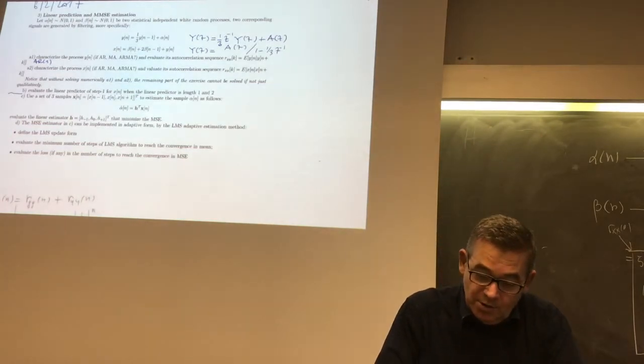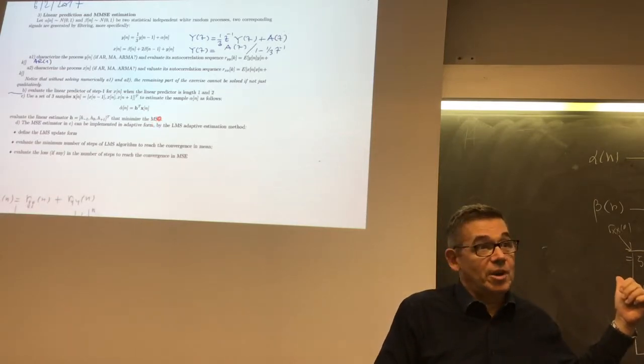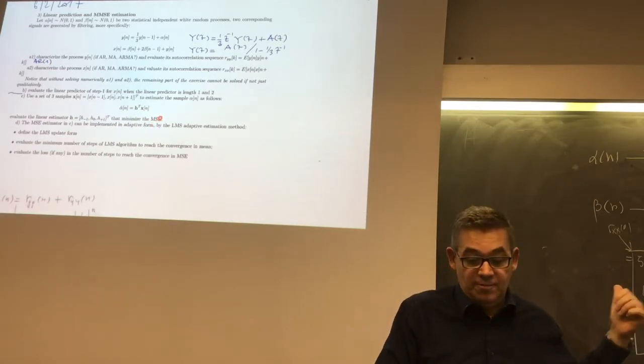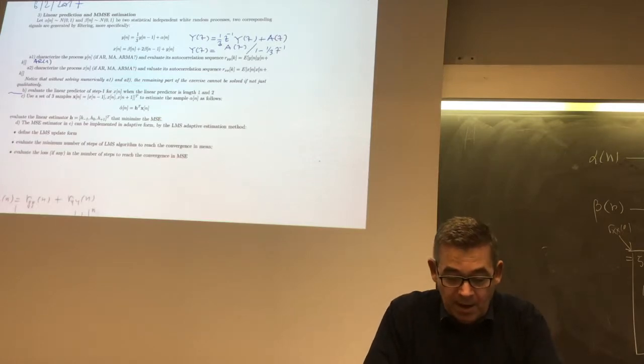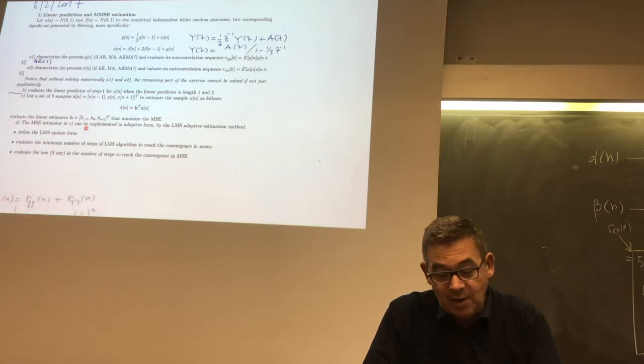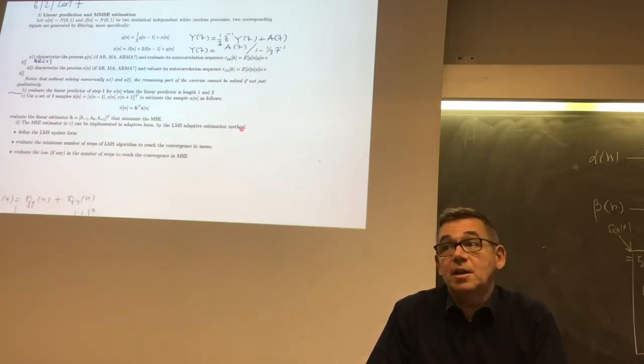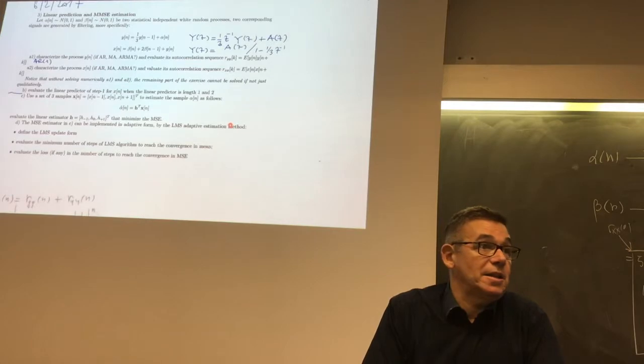Use 3 samples to estimate the sample as follows. Evaluate the linear MMSE estimate of the mean square error. We're done, that's what we have done. Now the new part. The MMSE estimator can be implemented in adaptive form by the LMS adaptive estimator method. So we first evaluate what is the optimum, and then we implement it in the LMS way.